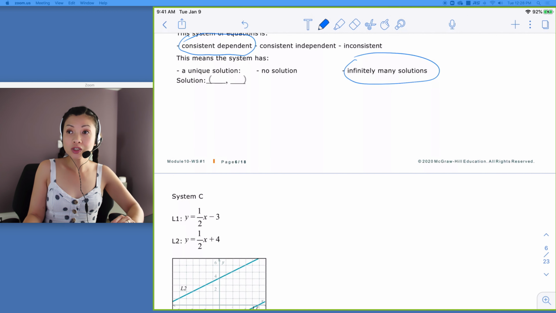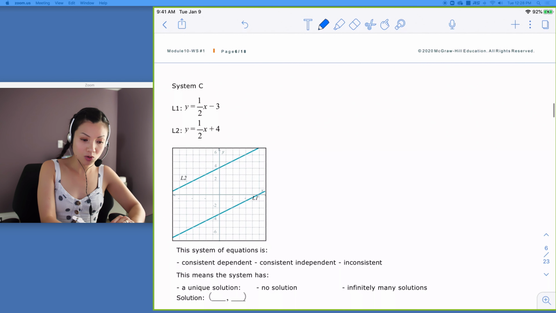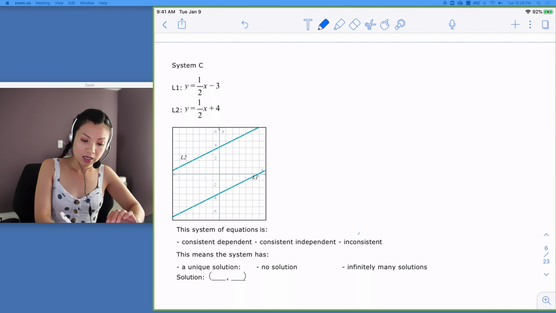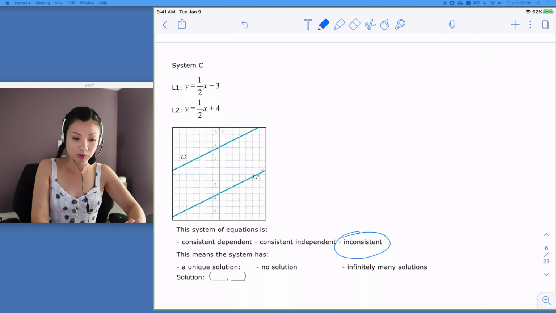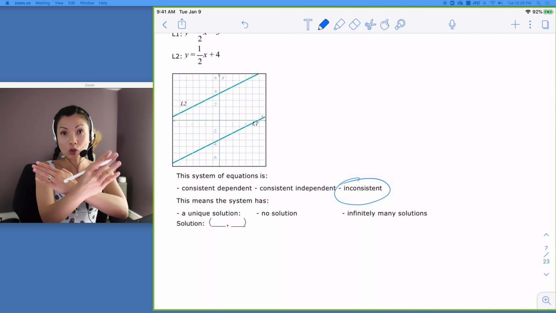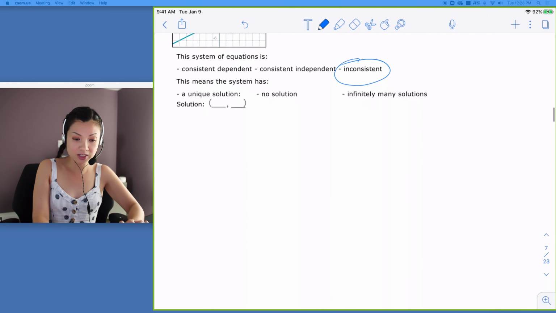Moving on to system C, you see that we have two parallel lines. So this system is inconsistent. When you have the same slope, you have parallel lines, and they never cross, they never intersect. So we do not have a solution for this system.